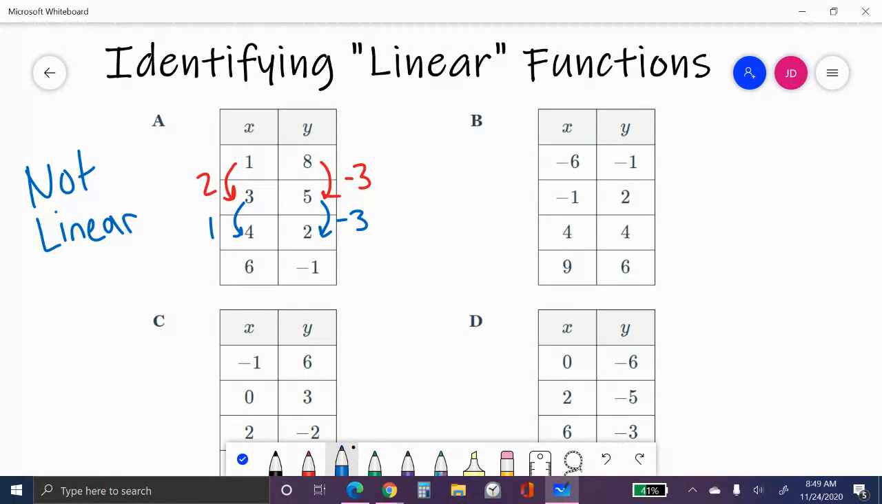Let's take a look at the next one. Negative 1 to 2 goes up 3. Negative 6 to negative 1 goes to the right 5. The next set, 2 to 4 goes up 2, and then this one goes to the right 5. So 3 over 5 is not the same thing as 2 over 5. So again, this one is not linear.